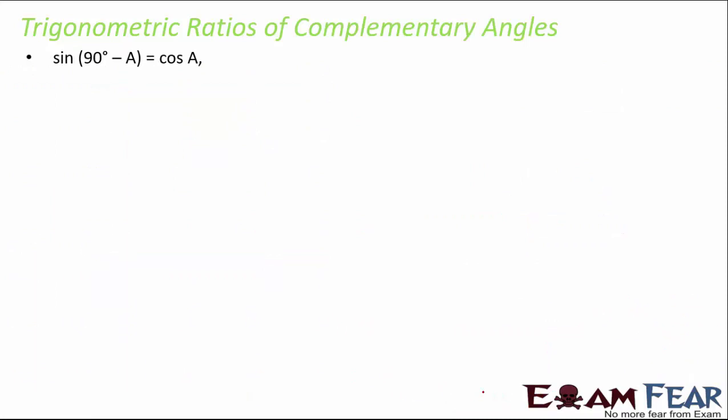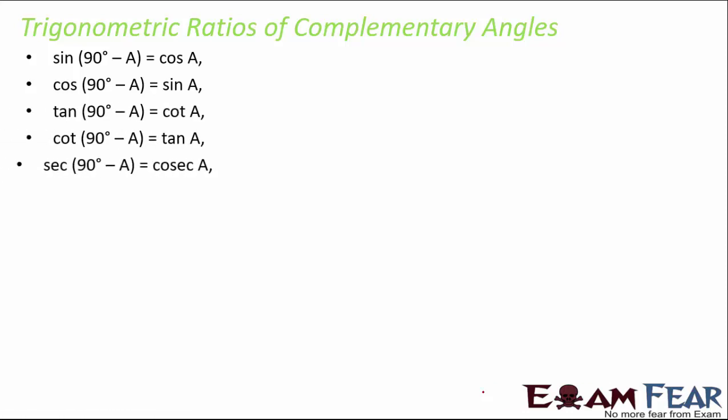Before that, let's look at the trigonometric ratios of complementary angles. For example, sine 90 minus theta is cos theta. Similarly, cos 90 minus theta is sine theta. Tan 90 minus theta is cot theta. Cot 90 minus theta is tan theta. Sec 90 minus theta is cosec theta, and cosec 90 minus theta is sec theta.